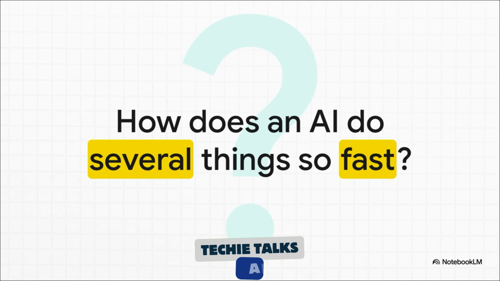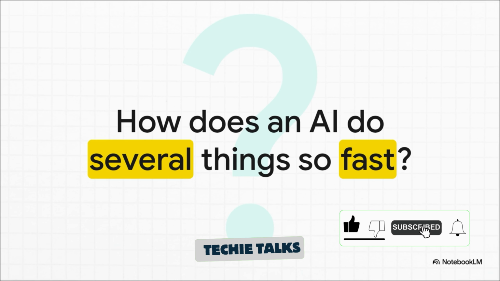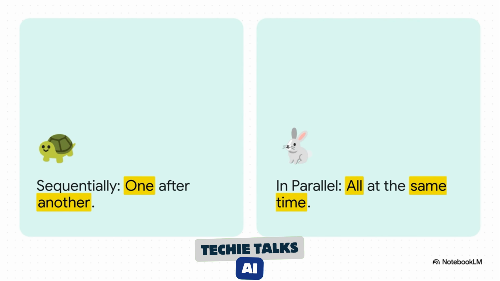You ever do this? You ask a chatbot to do like 3 things at once. Something like, hey, find me the best flight to Paris, check the weather there for next week, and tell me what that flight costs in my local currency. And then bang, before you can even finish your thought, you've got a complete answer. How in the world does it do all that so quickly? Well, the secret is all in how the work gets done.